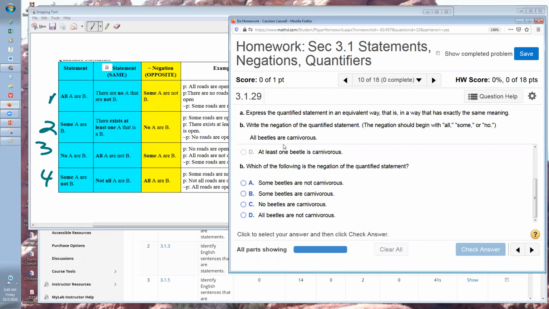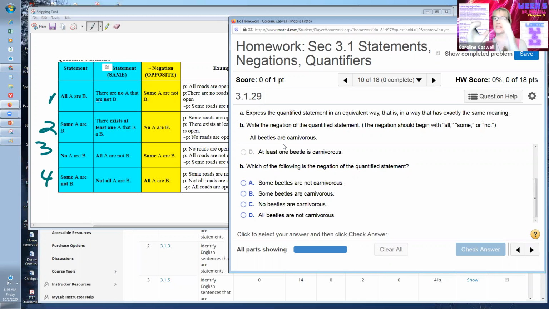I'm sorry, I was a little lost. Okay. So we are at all beetles are carnivorous. We've decided it's row 1. We've picked that its equivalent statement is there are no beetles that are not carnivorous, because that's what the template shows us is the logical sequence. Now we're looking for the negation. What words am I looking for? Michael, how about you?